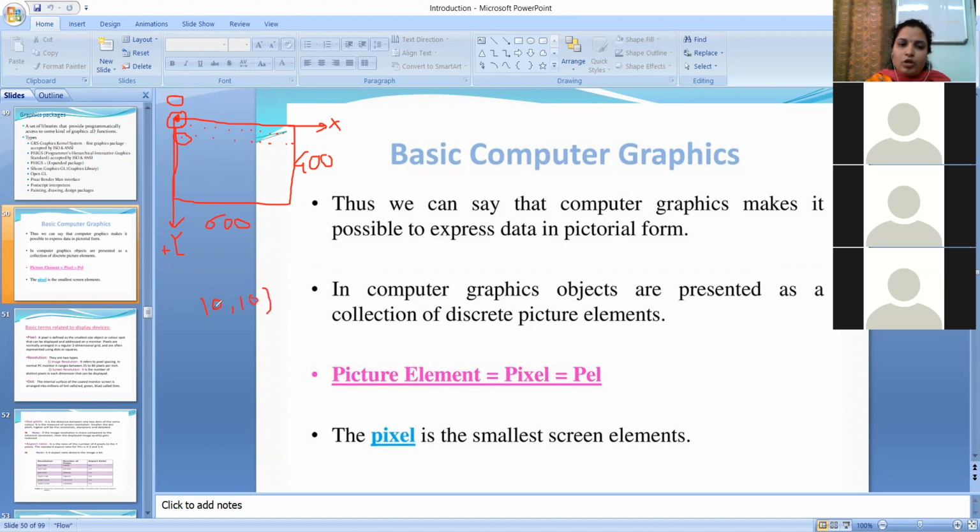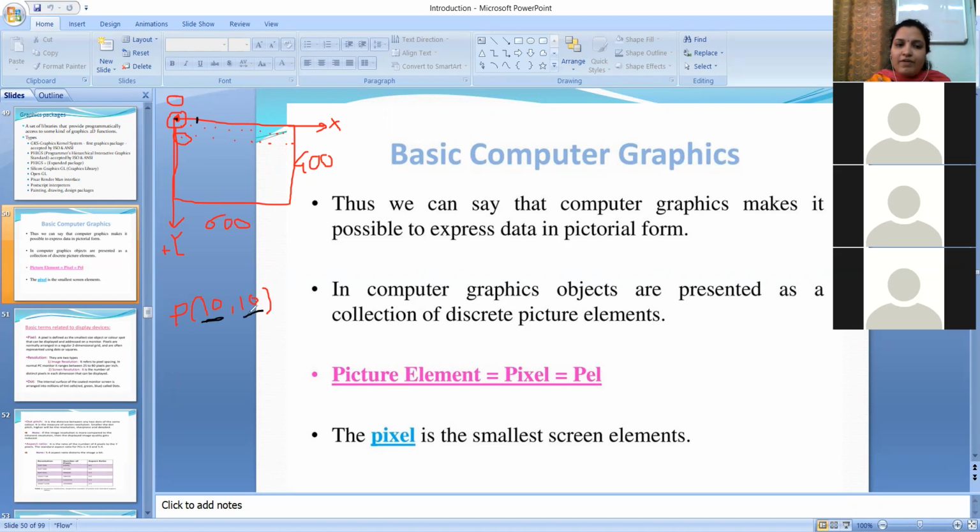I want to plot this point P as 10, 10. So for that, how should I move? I know this is your origin. The top left corner is acting as the origin. So I will start from the origin. Then the X value is 10, so along the X axis, I will move 10 points towards the right.